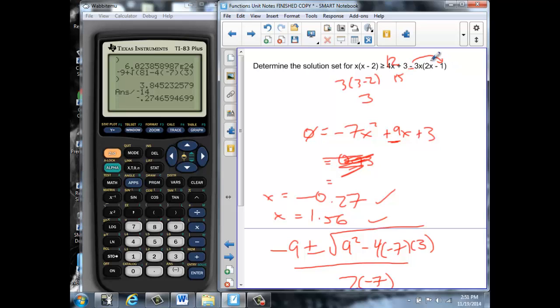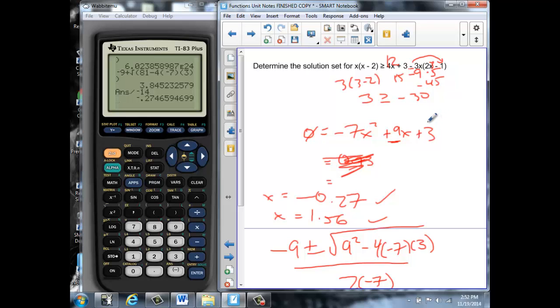Here's where this gets weird. 2 times 3 right here would be 6, minus 1 would be 5. And then 3 times 3 would be 9, but it would be minus 9 times 5, so it would be minus 45. And then 15 minus 45 would be negative 30.